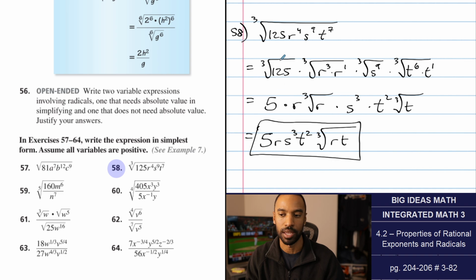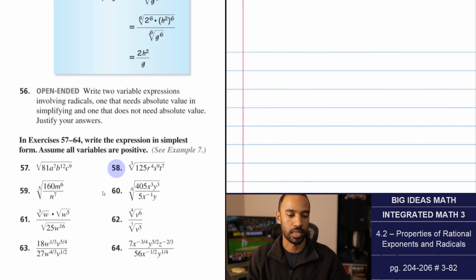The exponent divided by 3. I took the cube root of 125. It's no different than these numbers here. Maybe that's why they do those the way that they do in the book, because they treat numbers that way. But I like to treat numbers as numbers, if you know what I mean.